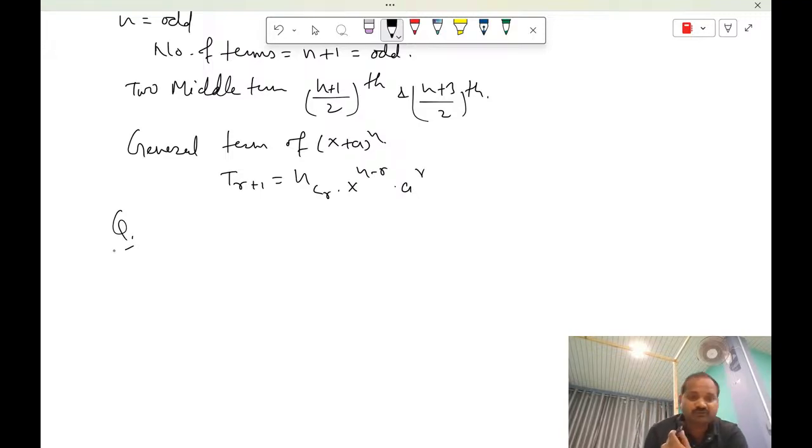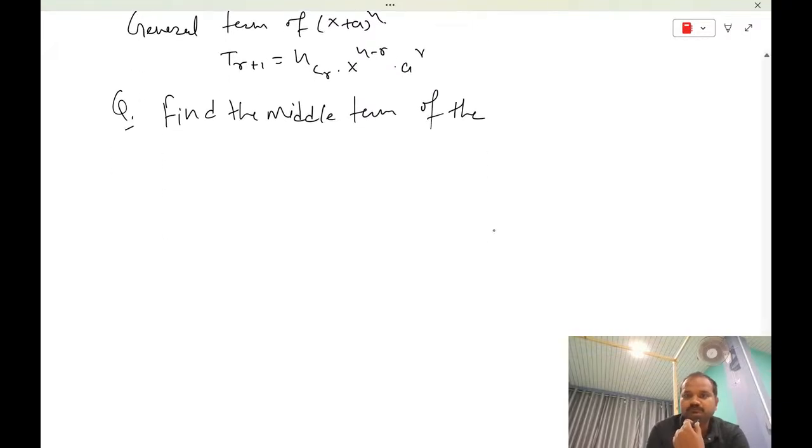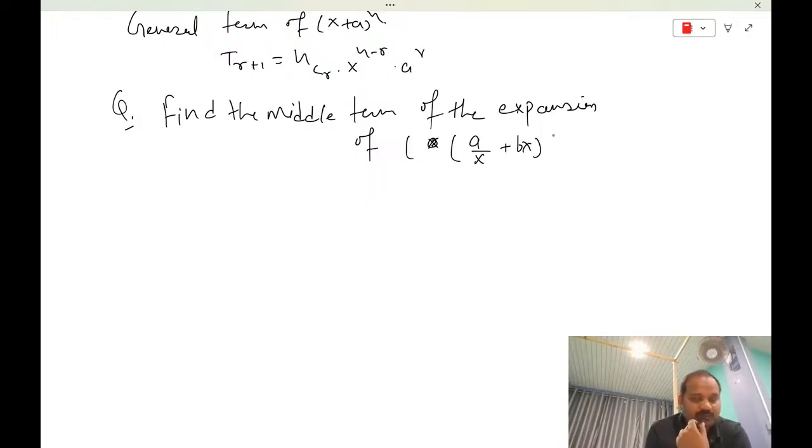Okay. So the question is given, find the middle term of the expansion of the series of (a by x plus bx) whole to the power 12.